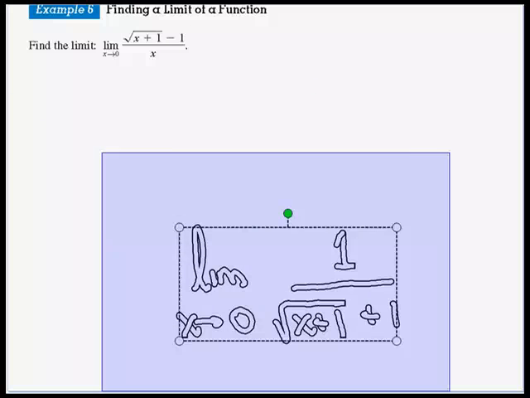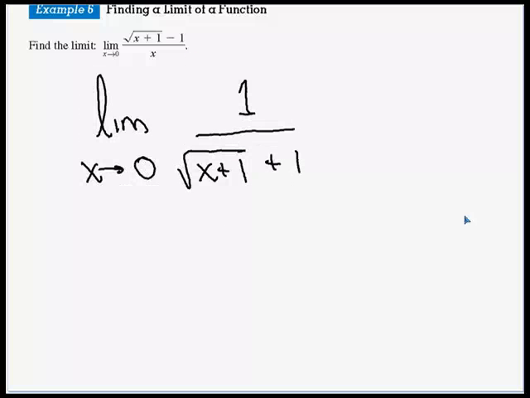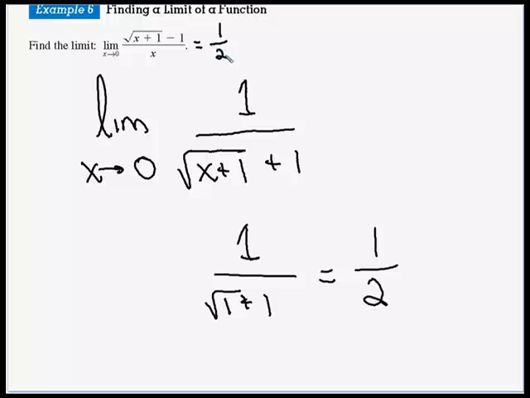So let's try direct substitution now. Plug that 0 in. Our numerator is just a plain old 1. And now down here we're going to have 0 plus 1 under the radical. Well, 0 plus 1 is 1. The square root of 1 plus 1. And the square root of 1 is 1. So we get 1 divided by 1 plus 1, which is 2. Our limit as x approaches 0 of our new function is a half. So the limit as we approach 0 of the original function is the same, 1/2. The functions have the same behavior.